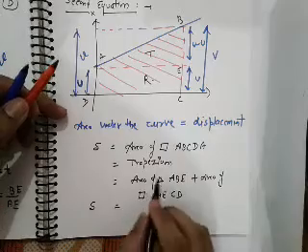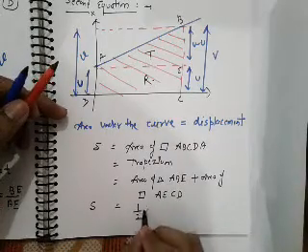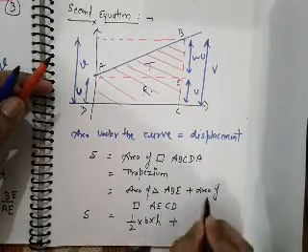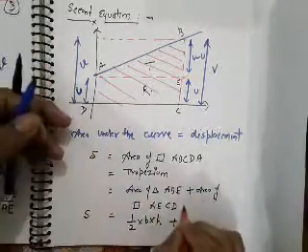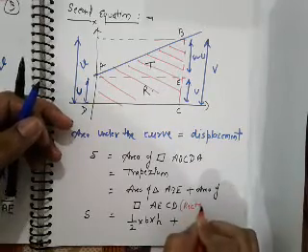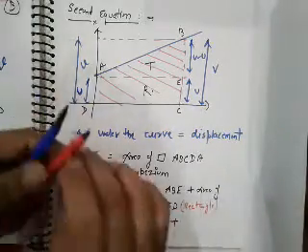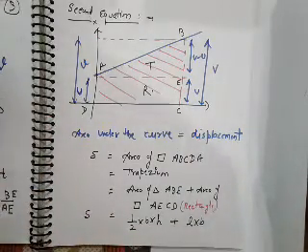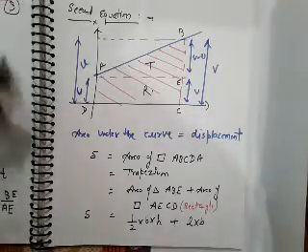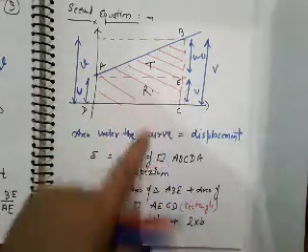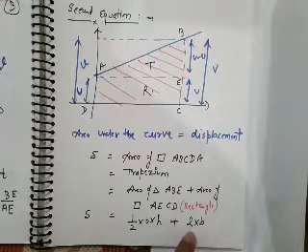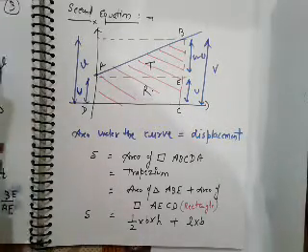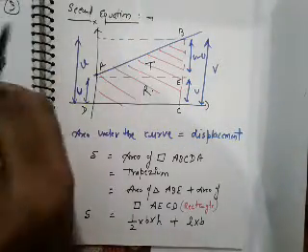Area of triangle is a basic formula, 1 by 2 into base into height. And area of rectangle, this one is technically a rectangle, the lower section. Rectangle has a basic formula, length into breadth. So we just have to find the base and height of the triangle, and the length and breadth of the rectangle. That's it. We will calculate and we will get the second equation of motion.